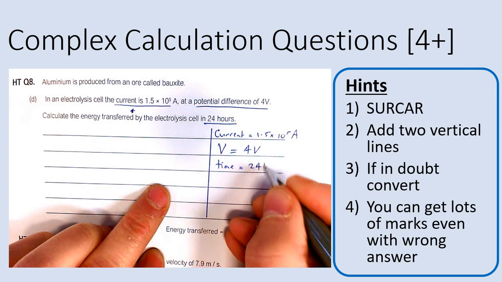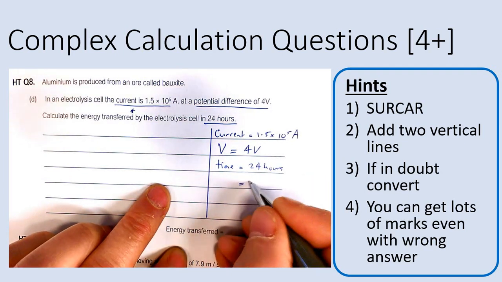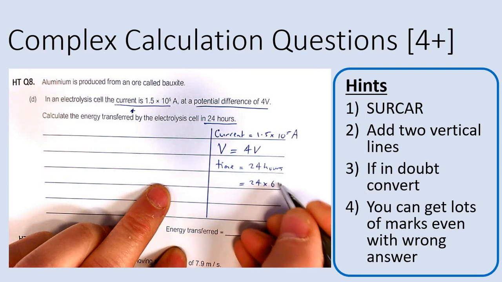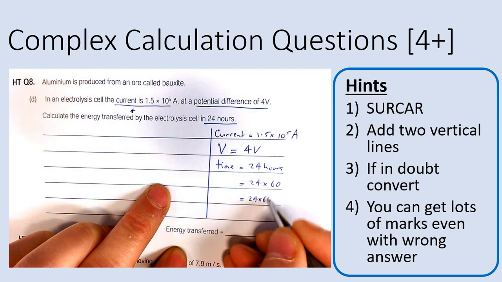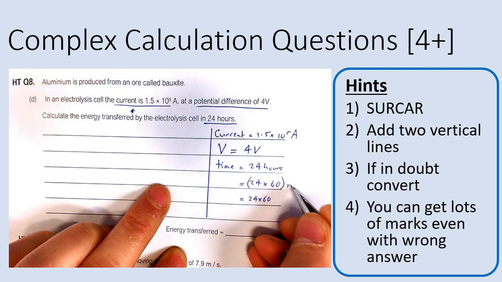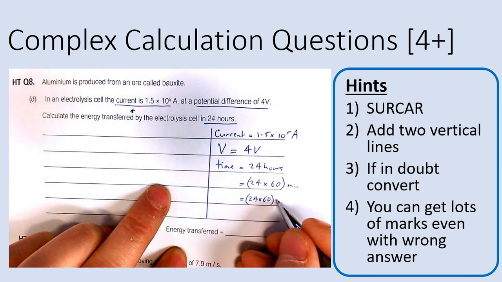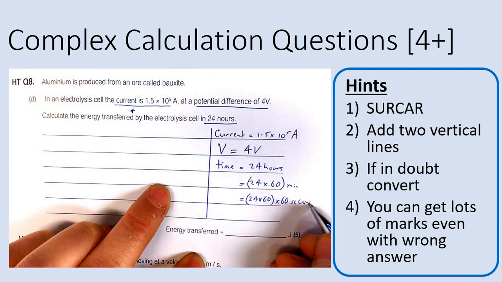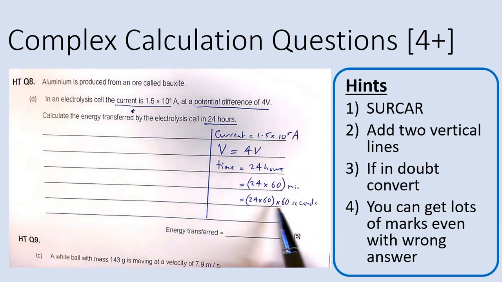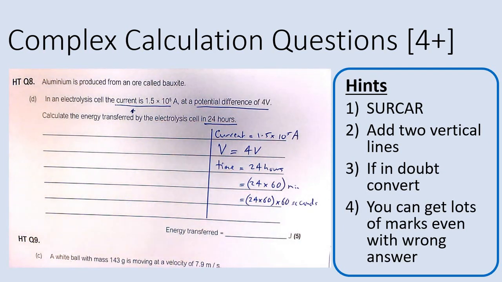equals 24 hours. Now that's unusual. We don't tend to use hours, so I'm going to convert that straight away. 24 hours is 24 times 60 minutes. Minutes is still a unit we don't tend to use very often, so I'm just going to times all that, whatever I get there, to get seconds. Just by writing that, I've already got one of the marks. Okay, so I've got my number in seconds. I don't know what it is right now, I'll put it in later.